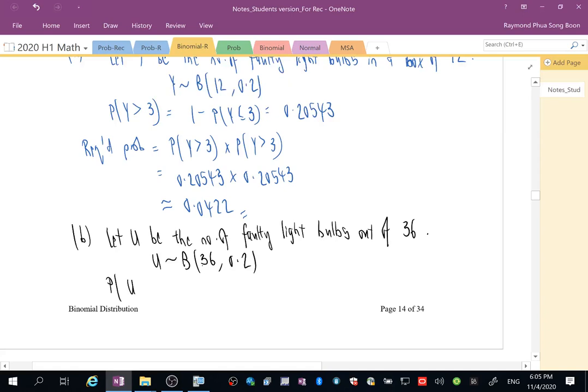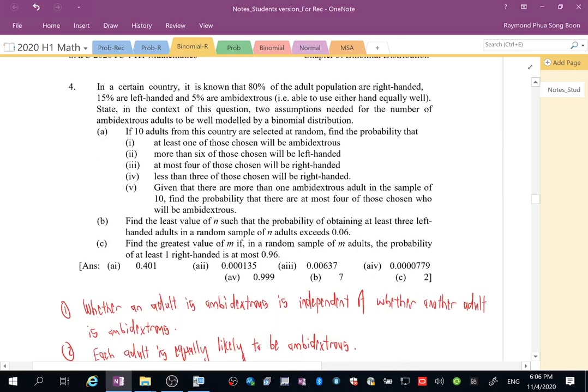So for the buyer to accept the consignment, you're told that in total it must contain no more than 140 light bulbs. That means the number of 40 light bulbs must be at most 1. Okay, no more than 1 means at most 1. So u is less than or equal to 1. Okay, so this is already in the form where you can use binom CDF. So just press your GC, and you'll be able to get the answer 0.00325. Okay, good. So that's it for question 3.